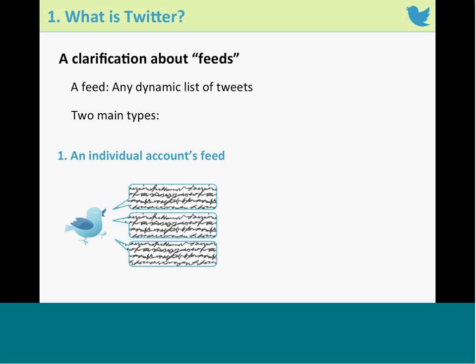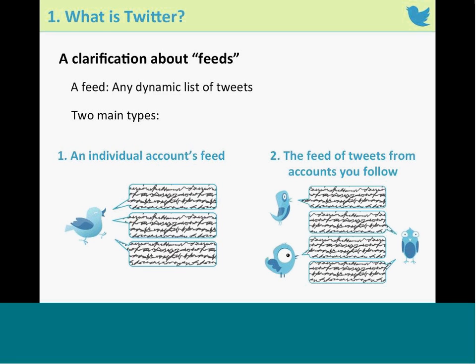The other type of Twitter feed that I've already referred to is the feed of tweets from all of the accounts that you follow. These are not tweets that you have composed, rather they're tweets that have been composed by the people that you follow. And it's important to note that you only ever see tweets by people that you follow in this type of feed. This type of feed is dynamic because as soon as someone writes a new tweet, it will appear in this feed.